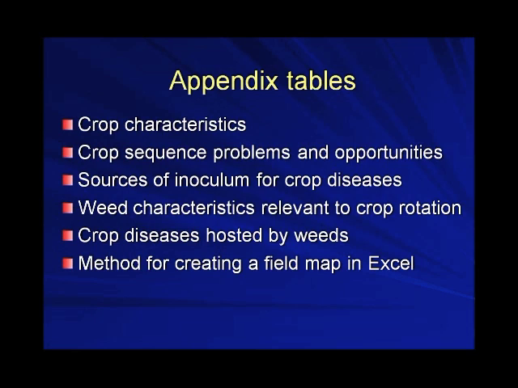Sources of inoculum for crop diseases, so whether the disease lives in the soil and can be managed by crop rotation, or whether it blows in from somewhere else, how long you have to keep out of that crop or related crops to get rid of the soil-borne diseases, and so forth. There's a table of weed characteristics relevant to crop rotation, things like how long the seeds last in the soil, the size of the seed, which is related to competitiveness of the weed, and so forth. Whether it's annual or perennial or biennial, that sort of information.